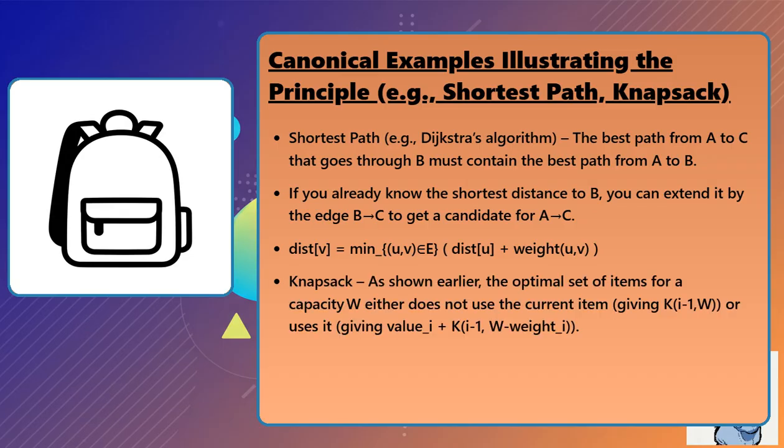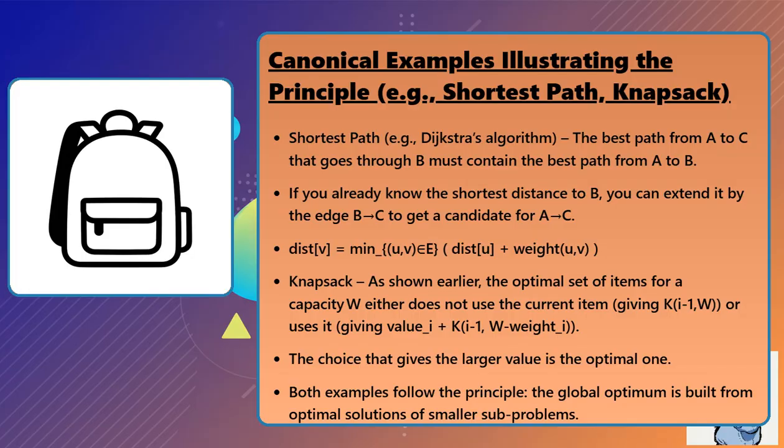Knapsack, as shown earlier: the optimal set of items for a capacity W either does not use the current item, giving K of i minus 1, W, or uses it, giving value i plus K of i minus 1, W minus weight i. The choice that gives the larger value is the optimal one. Both examples follow the principle. The global optimum is built from optimal solutions of smaller sub-problems.